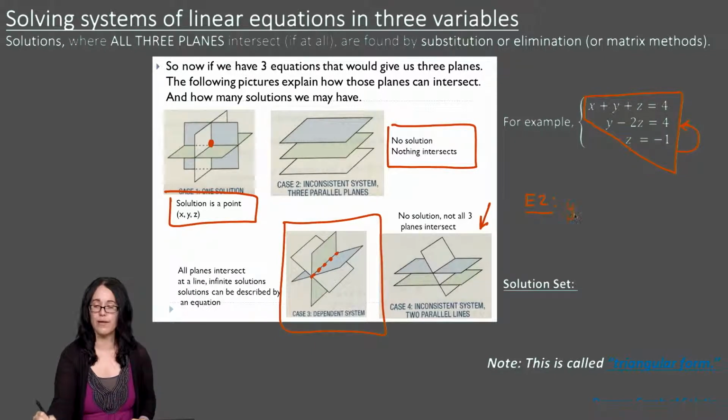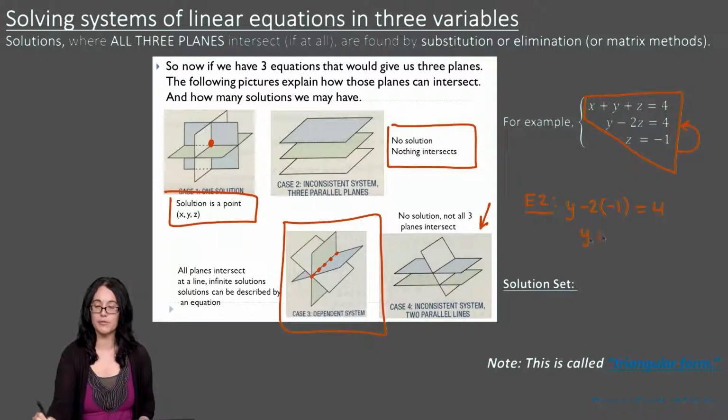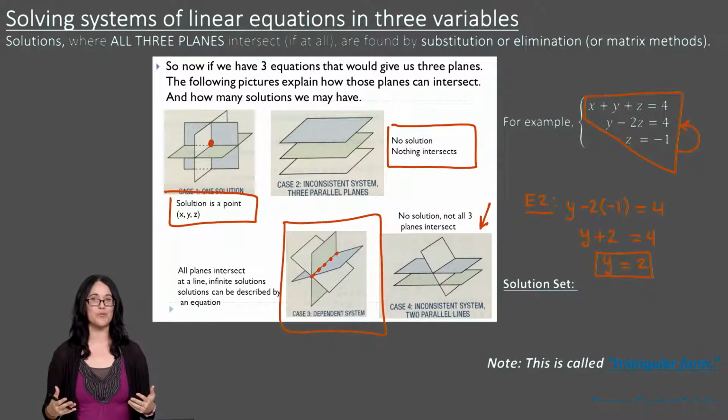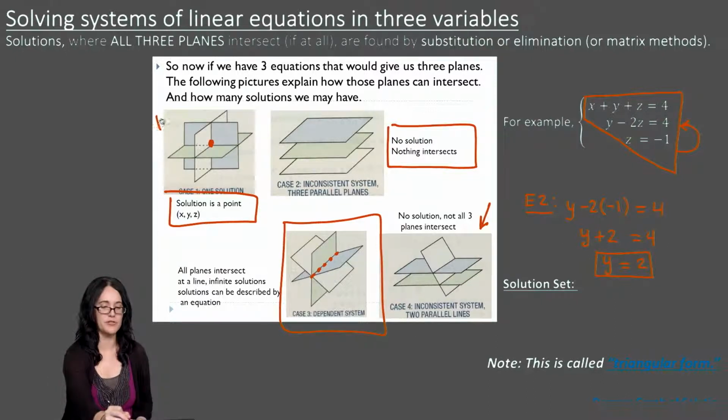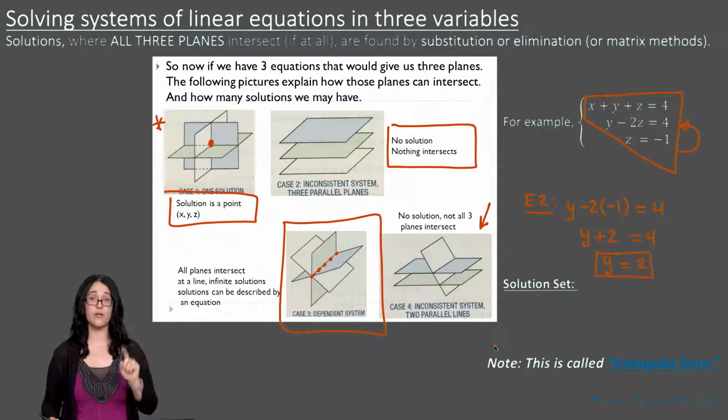We would have y minus 2 copies of z, where z is -1, is supposed to equal 4. If that's true, then that really is saying that y plus 2 must equal 4. In other words, y equals, that's right, 2. Well, now we have what z equals and what y equals. As soon as you start getting numerical solutions like x or y or z equals a number, you know that you're talking about the first situation here in our diagram. And that was a situation where we had one single place where all 3 planes are coming together.